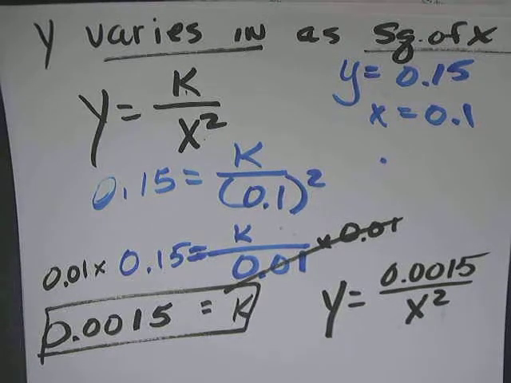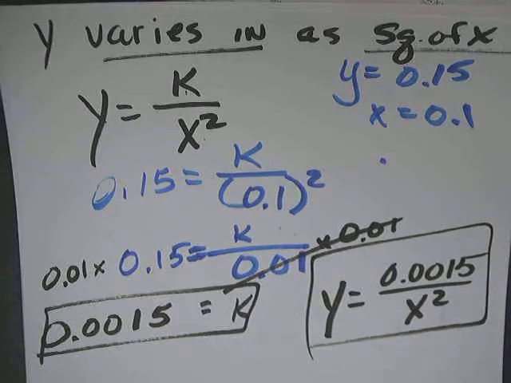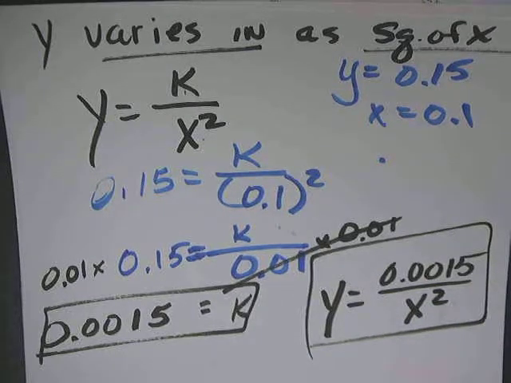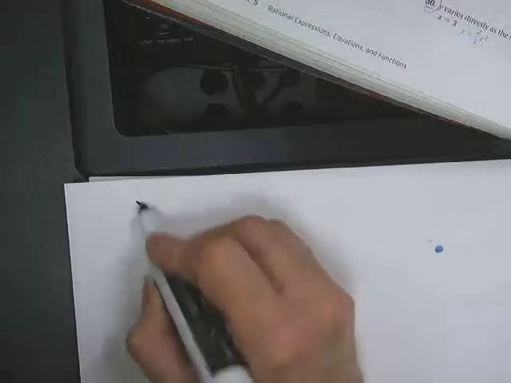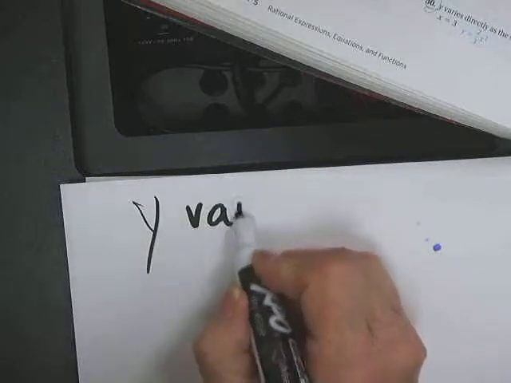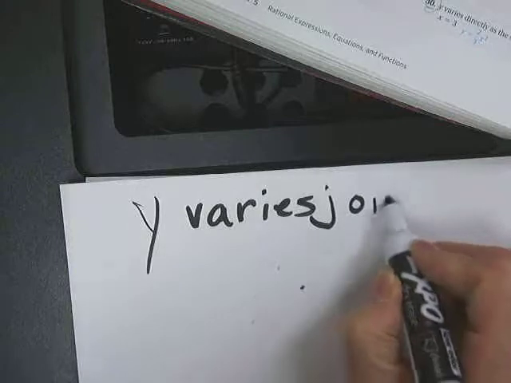K is 0.0015. There's K. What is our equation? Y equals 0.0015 over X squared. You have to leave these like they were, just put the K in there. Is everybody catching on to that?